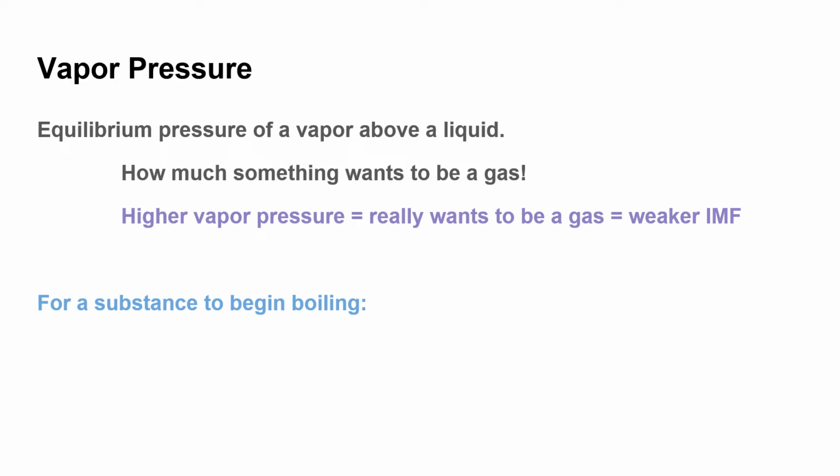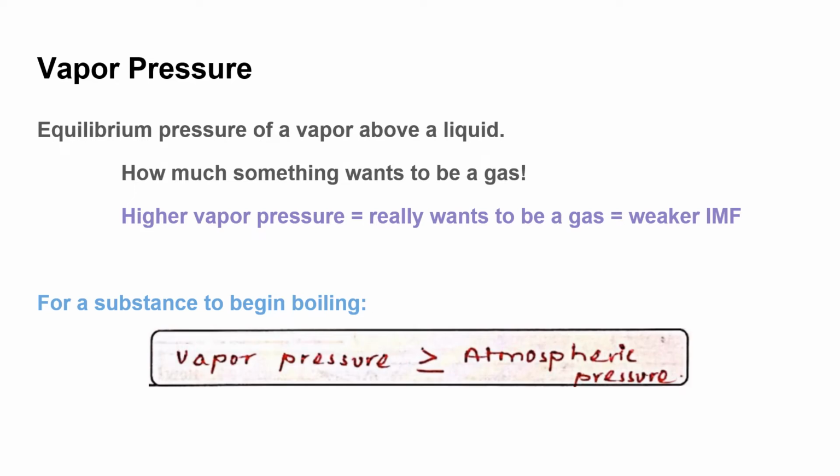In order for something to begin boiling, and this is super important to remember, anything cannot start boiling until the vapor pressure is at least equal to the atmospheric pressure. So your vapor pressure should be equal to or greater than the atmospheric pressure for something to begin boiling. Before that, when your vapor pressure is lower than the atmospheric pressure, the thing exists as a liquid. It cannot start boiling or evaporating.